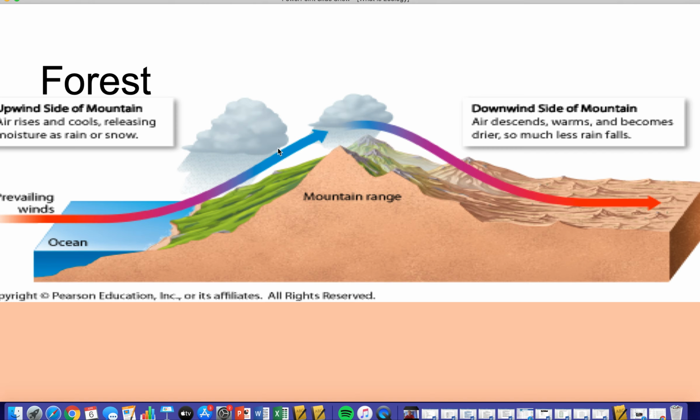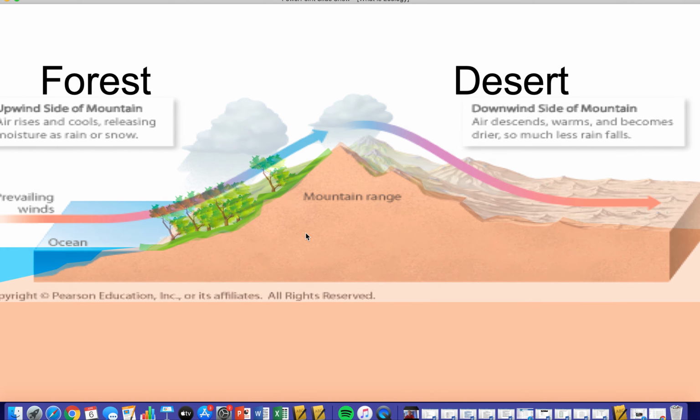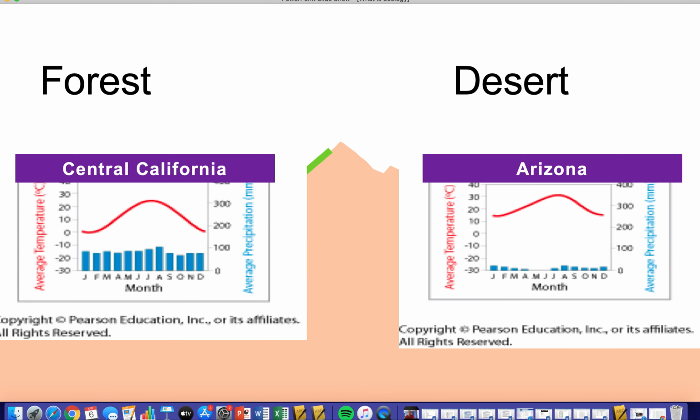You know, forest on one side where all that water was able to fall, and then desert on the other side. So we're talking again out on the west coast, central California, where you're going to have the forest that's out there, and then in Arizona there is going to be more desert.